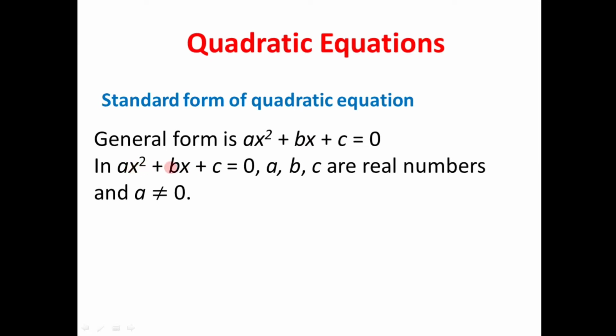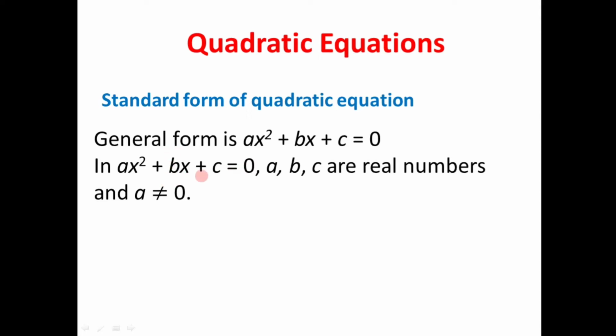in the equation ax² + bx + c = 0, a, b and c are any real numbers, and one condition is given here that a must not be equal to 0. Because if a is equal to 0, then 0 into x², that term will be eliminated and we will have bx + c = 0.